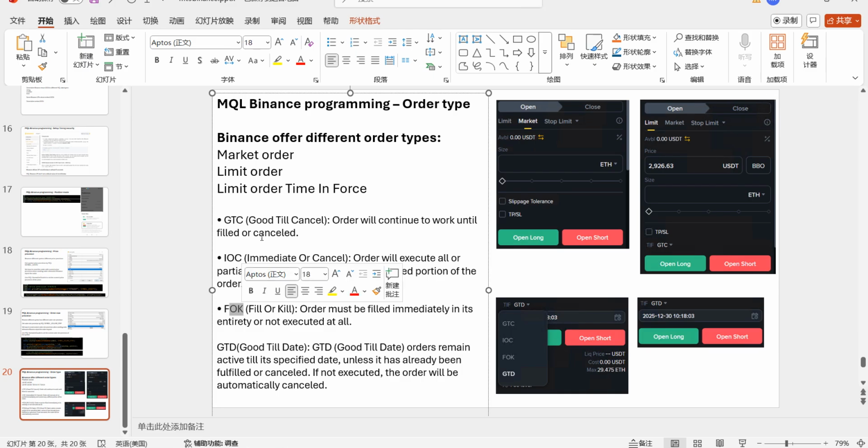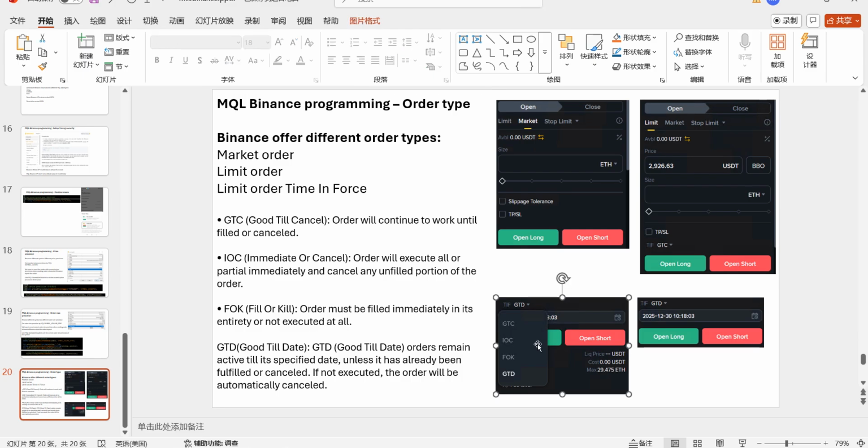FOK, fill or kill. The order must be filled immediately in its entirety or not executed at all. GTD, good till day. GTD orders remain active till the specified day, unless already fulfilled or cancelled. If not executed, the order will be automatically cancelled.